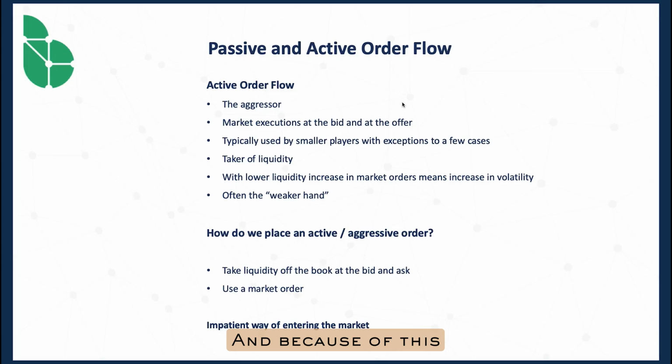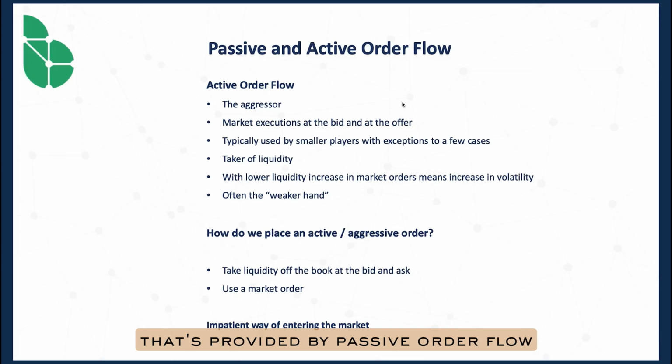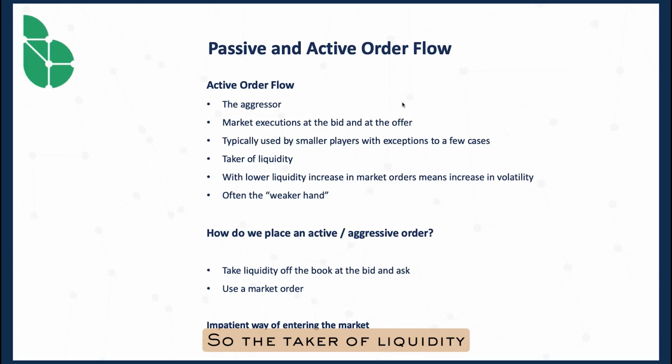Because of this, if there are not a lot of orders relative to current market price, whether in the bid or on the offer, you will incur slippage. If you cannot get filled until a certain distance, then you're going to be paying up that price, or paying down to the lowest bid, until your sell order is filled or your buy order is filled. So these are takers of the liquidity that's provided by passive order flow. The taker of liquidity is the market execution.